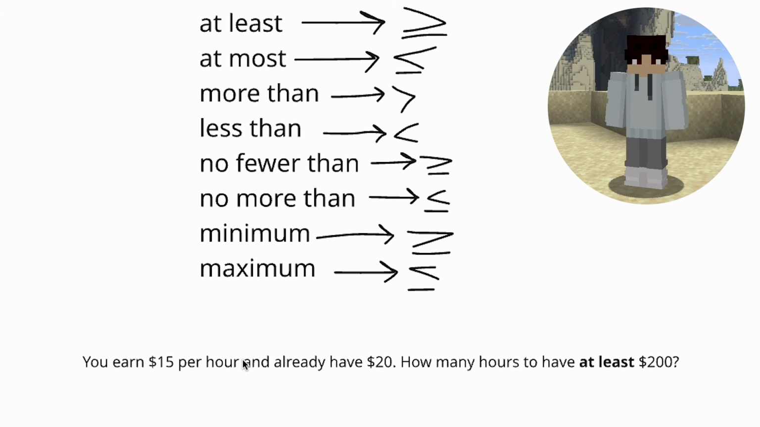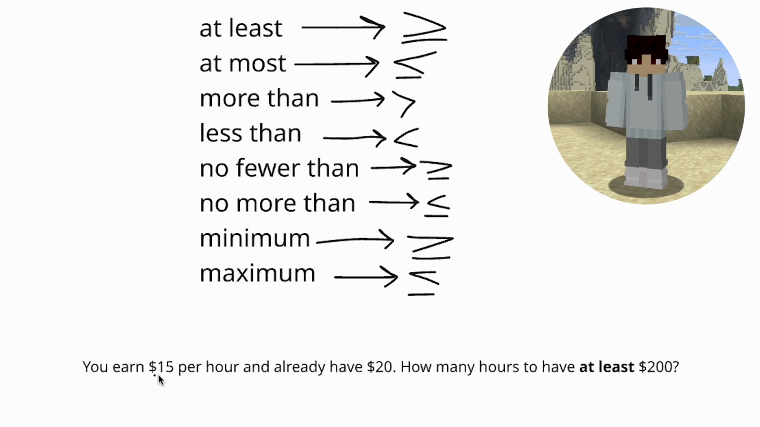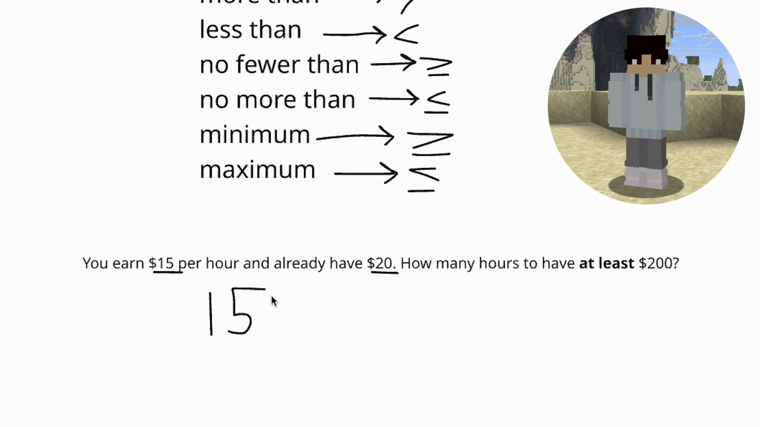You earn $15 per hour and already have $20. How many hours to have at least $200? So essentially 15 per hour, that would have to be the rate of change, and already have 20, so that must be the starting amount. And so we must have at least $200 at the end. At least is right here, greater than or equal to. So we can say 15 times H, and then plus 20 because we already have that. And then at least greater than or equal to 200.